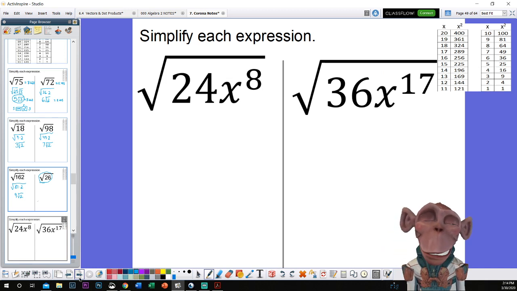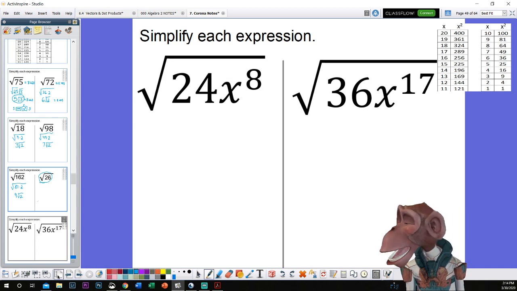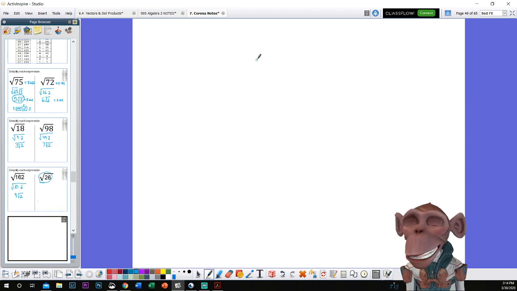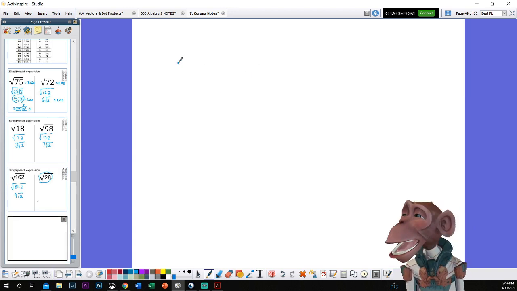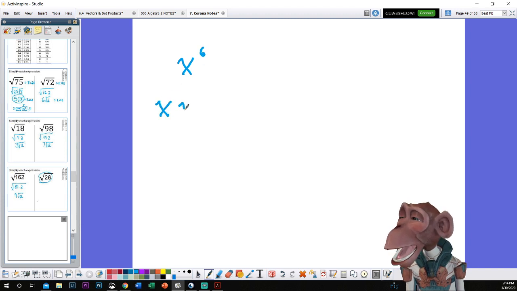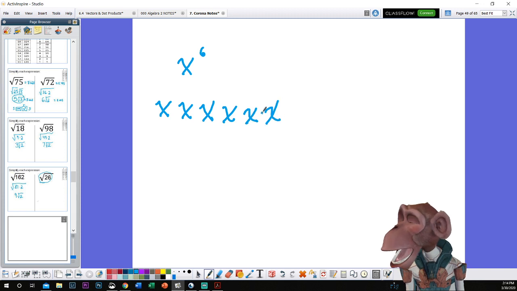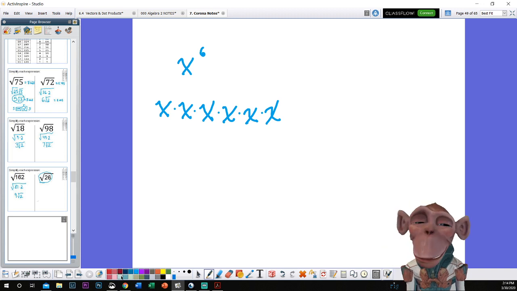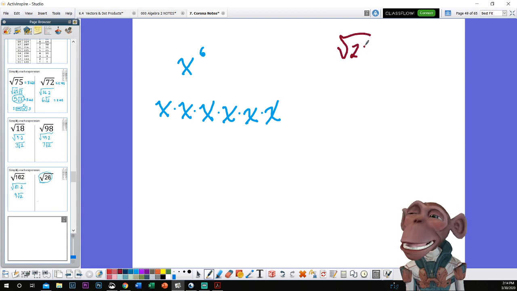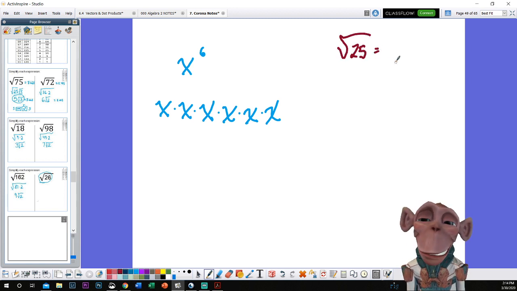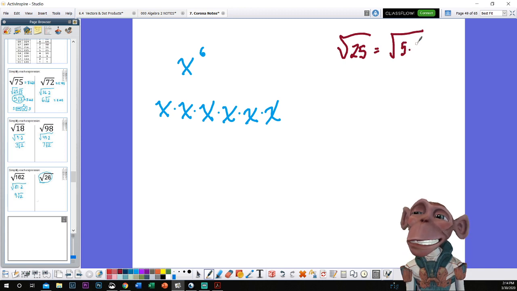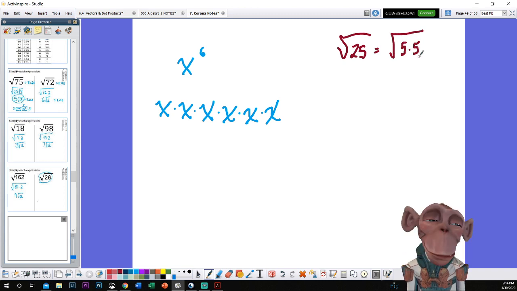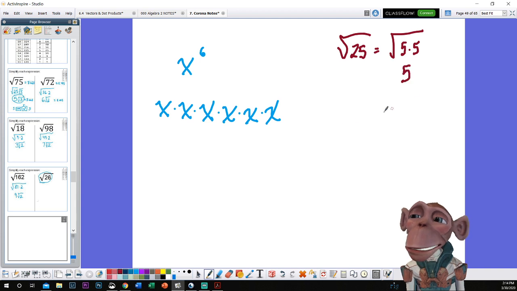Now let's add in some variables. Before we do that, let's go and do a little practice. So if I had x to the 6th power, for example, you would agree that that's the same as 6 different x's all multiplied together. There they are, all multiplied, 6 of them. So what square rooting does is it's taking pairs of numbers. So for example, when we were doing the square root of 25, it was wondering what pair of numbers could I get? Well, 5 and 5 was a pair that matched, and when I square root that, that just gave me 5.